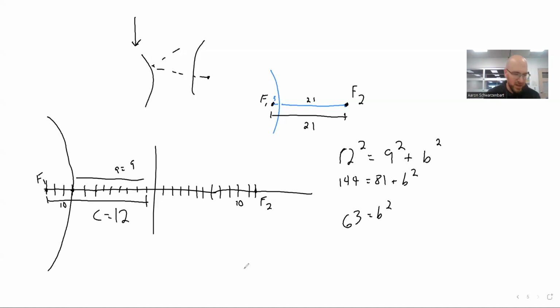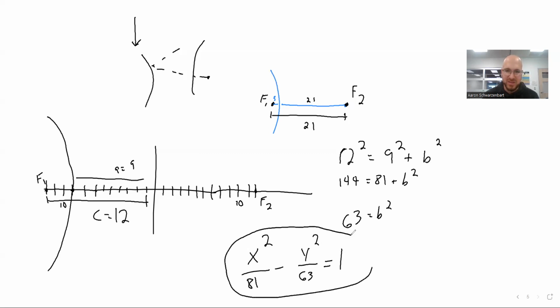On a positive note, I don't really need b. To write this equation, I need x squared over a squared. A squared is 81, minus y squared over 63, since b squared is 63 and I'm just plugging it in. And this is my equation for my hyperbola. Okay, that's an introduction to hyperbolas.